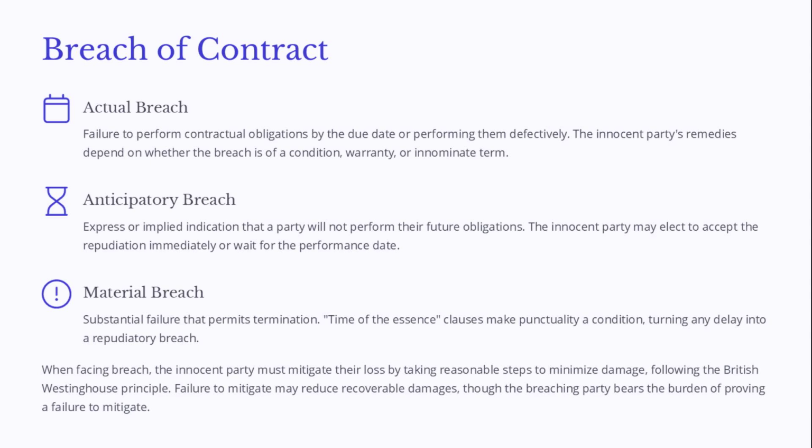A breach of contract occurs when one party fails to fulfill their contractual obligations, leading to potential remedies for the innocent party. There are different types of breaches, including actual, anticipatory, and material breaches, each with specific implications and remedies. Understanding these distinctions is crucial for navigating contract disputes effectively.